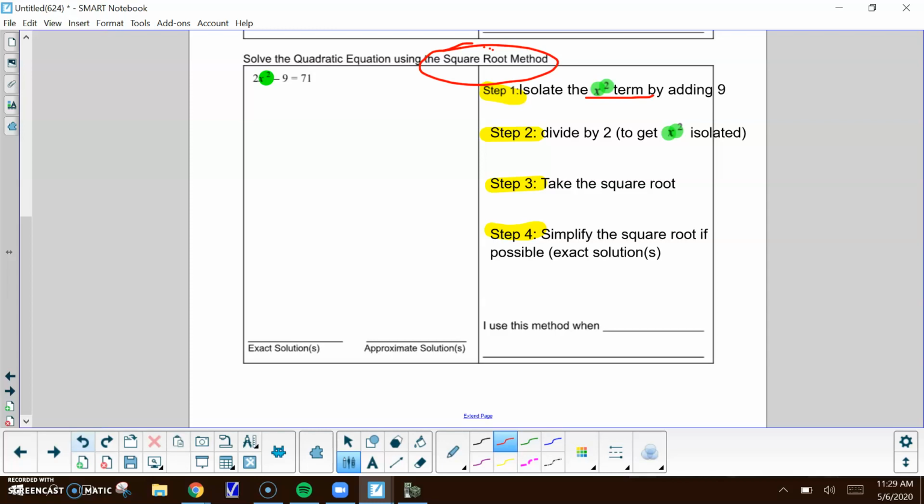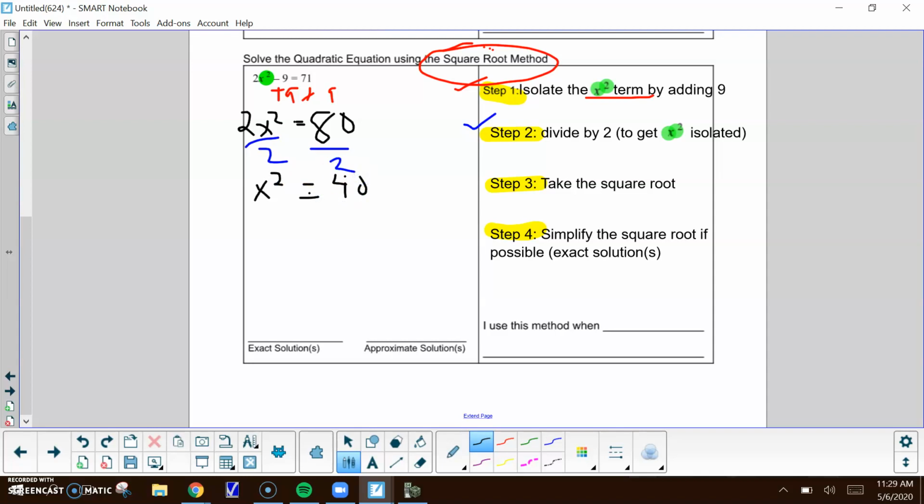So first step we're going to do, we are going to isolate the x squared term by adding 9. So I'm going to add 9. So I have 2x squared is equal to 80. And then I'm going to divide by 2 to isolate that x squared. So divide by 2. So I get x squared is equal to 40.